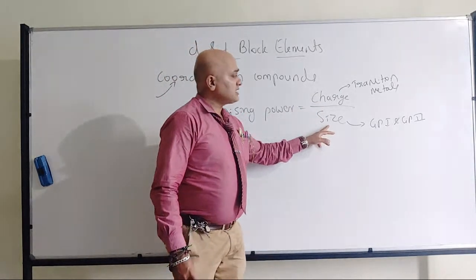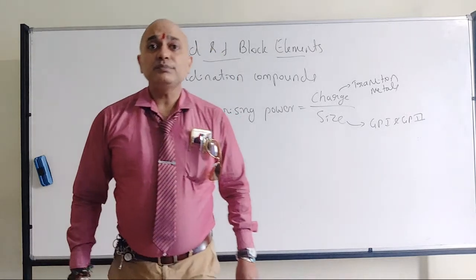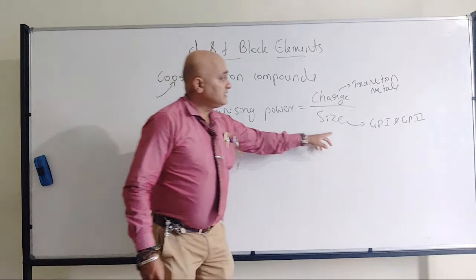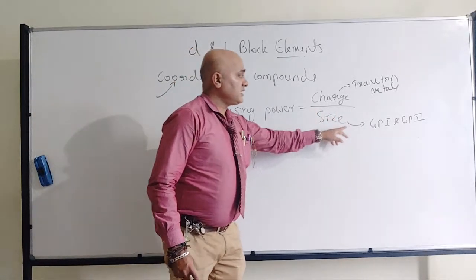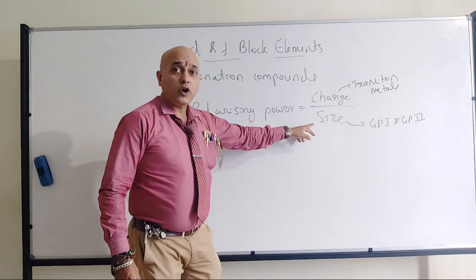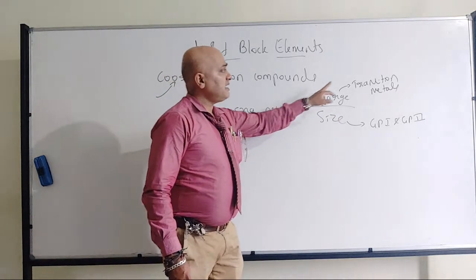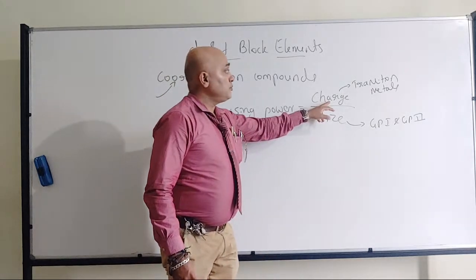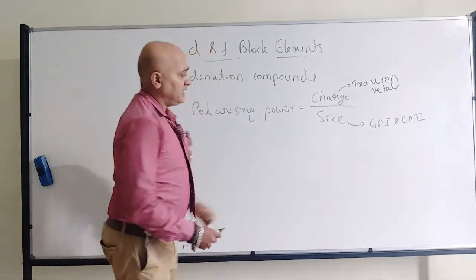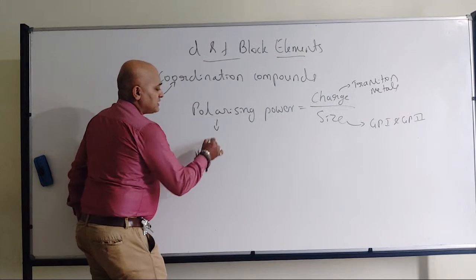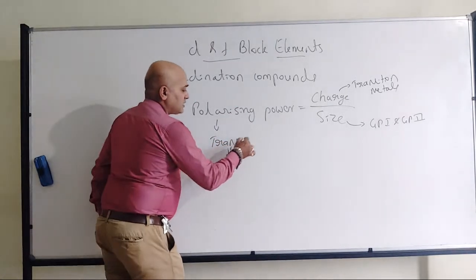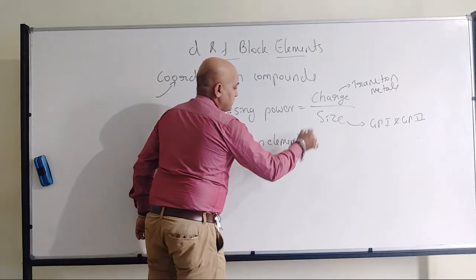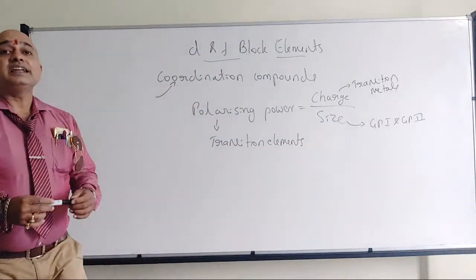And when it comes to size, alkali or alkaline earth metals will have a larger value. So that means in the denominator, alkali or alkaline earth metals are dominating. In the numerator, transition metals are naturally dominating. Since the numerator is dominated by transition metals, polarizing power is high with respect to transition elements.